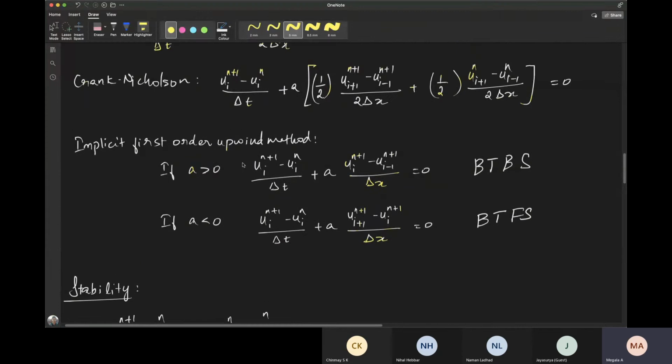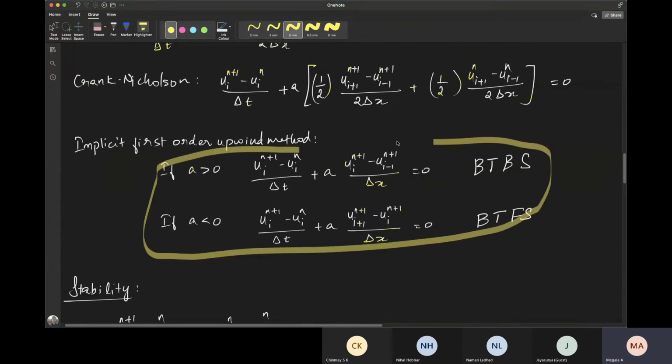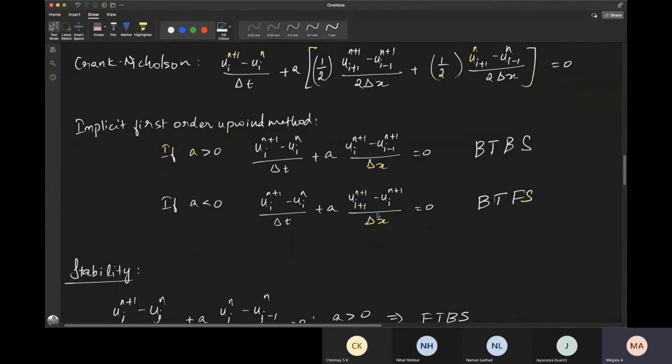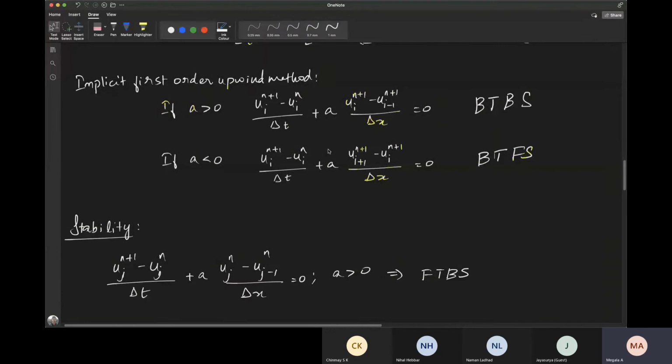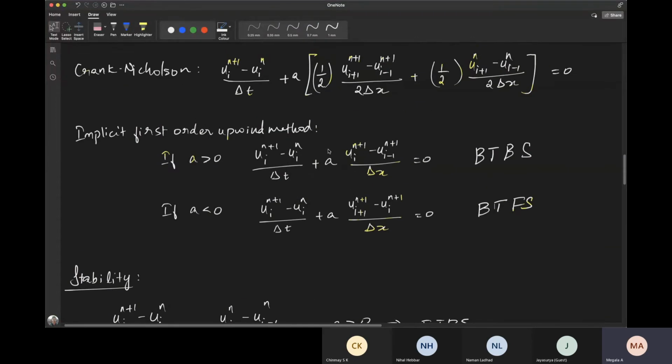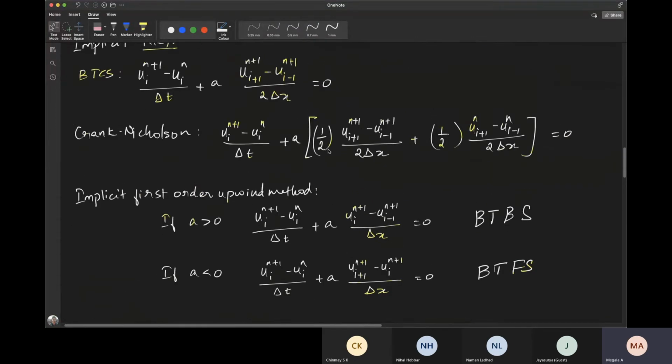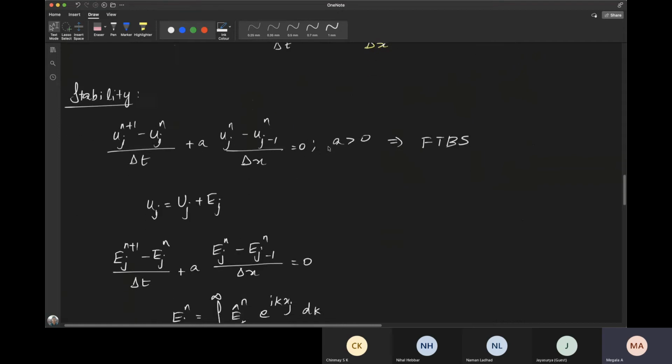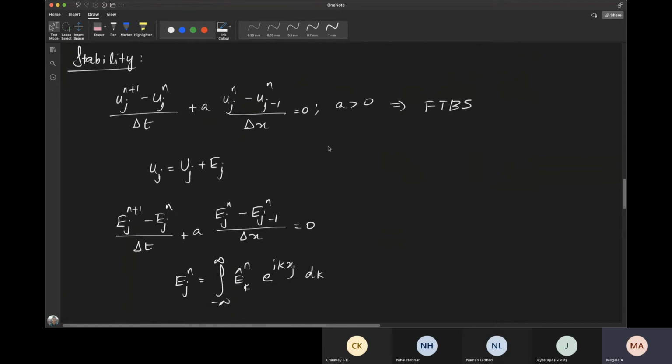So these are some implicit upwind schemes. So now let's move on. Now that we have seen some schemes related to hyperbolic PDEs, let's move on to stability of hyperbolic PDEs.